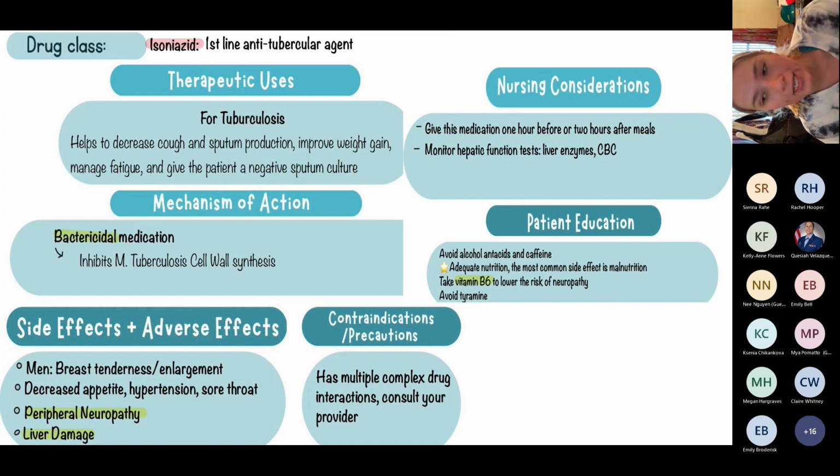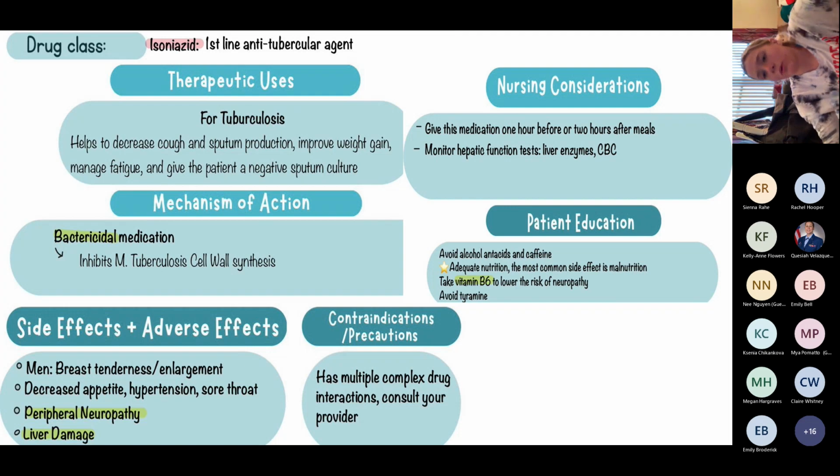Yes, we know it is an anti-tubercular drug, so we know it's used for tuberculosis and we know it's harsh on the liver. But what is weird about isoniazid? It can cause peripheral neuropathy. So we're going to do frequent assessments, especially on our patient's feet. When you're checking their pedal pulse, you're not just looking for a pulse. Ask your patient, hey, can you feel this okay?